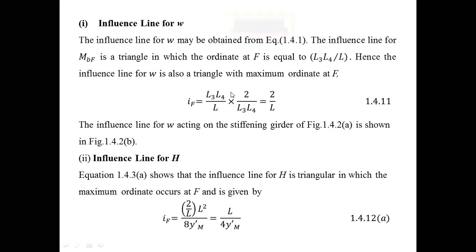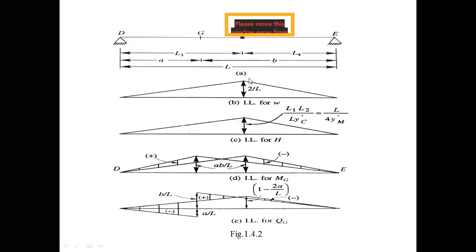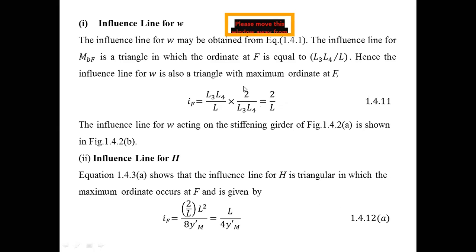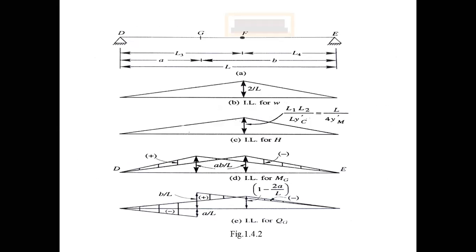So this is the equation obtained. So 2 by L, the L3 by L is nothing but 2 by L. This is the ordinate given in the equation, 2 by L. From this influence line figure, you calculate the W. Clear? Yes, sir. Similarly, you draw figure B, figure C, influence lines for H.